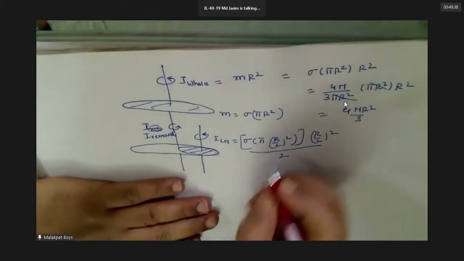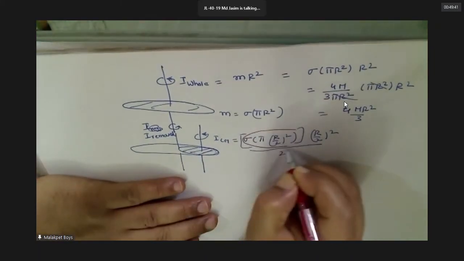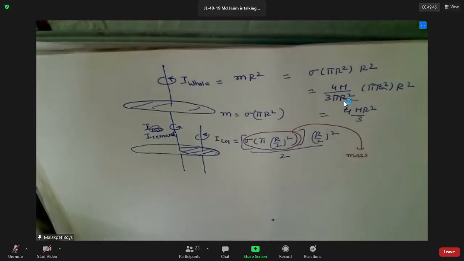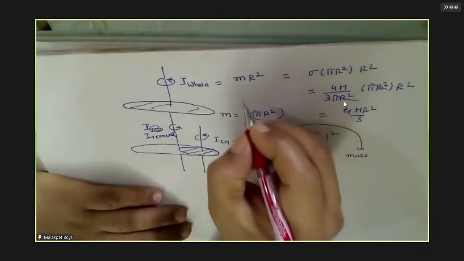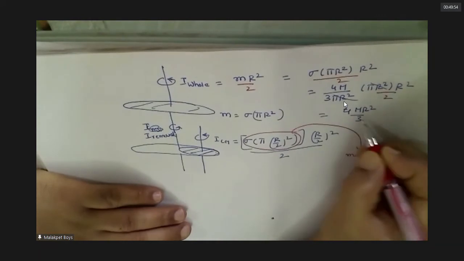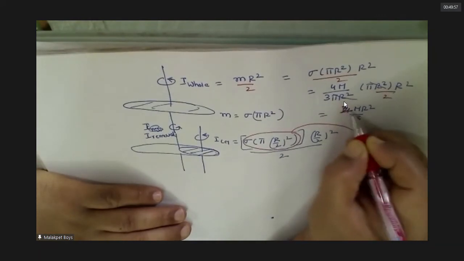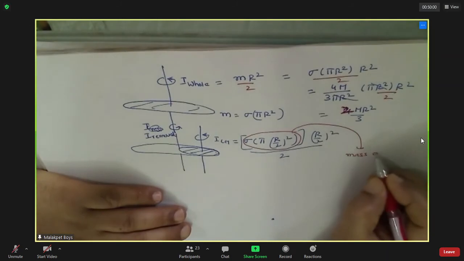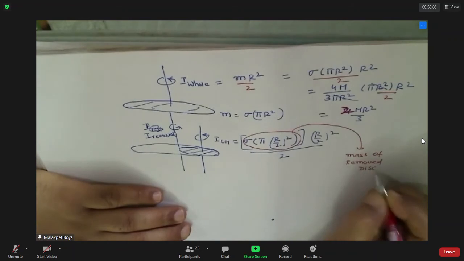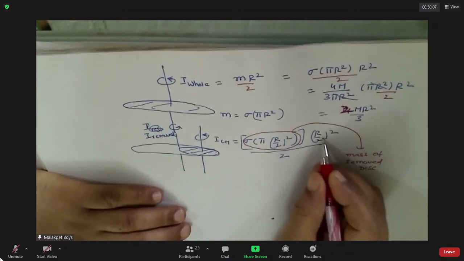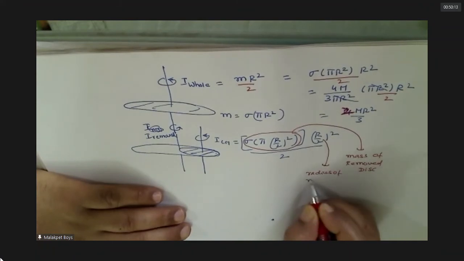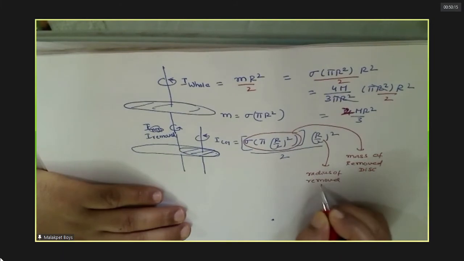Sir, one more doubt. In the hole also we have to take mr square by 2 now, sir. By 2 you have not taken. So it is 2 by 3 mr square. Understood this? Understood, sir.